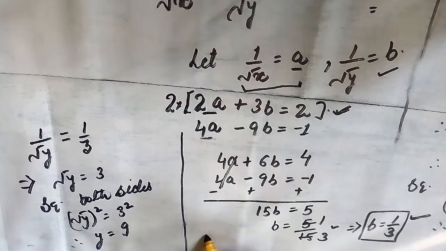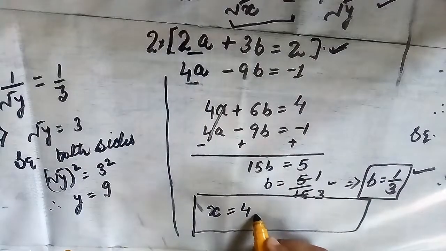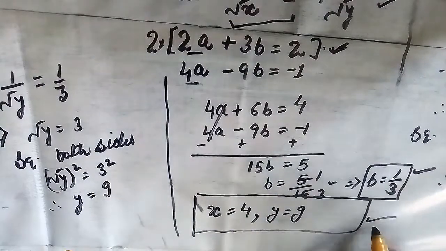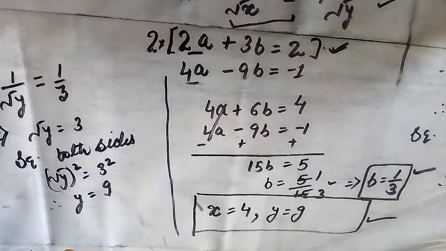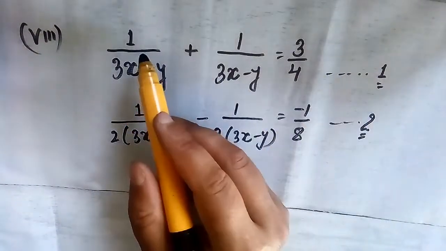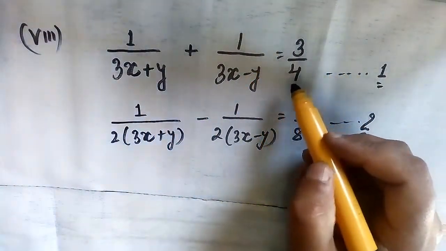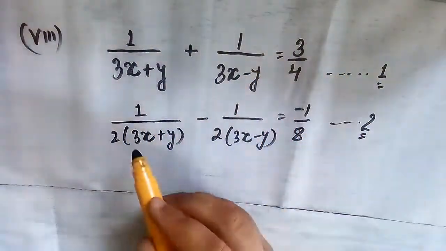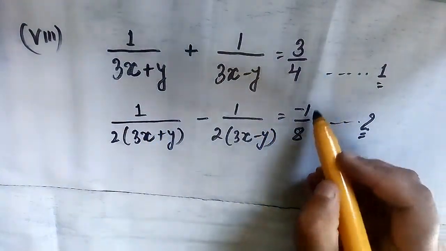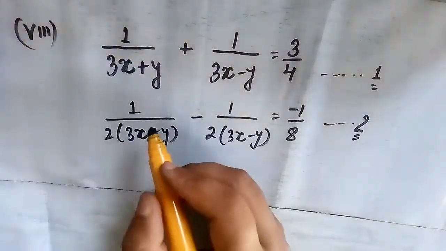So from here we got the values of x equals 4 and y equals 9, which is the required solution. Now let us see one more example, that is 1 upon (3x plus y) plus 1 upon (3x minus y) equals 3 upon 4. Name it equation 1. Then 1 upon 2 whole into (3x plus y) minus 1 upon 2 whole into (3x minus y) equals minus 1 upon 8.